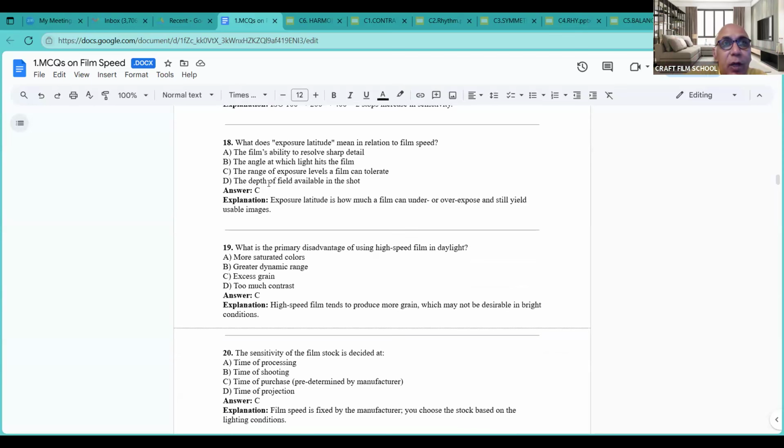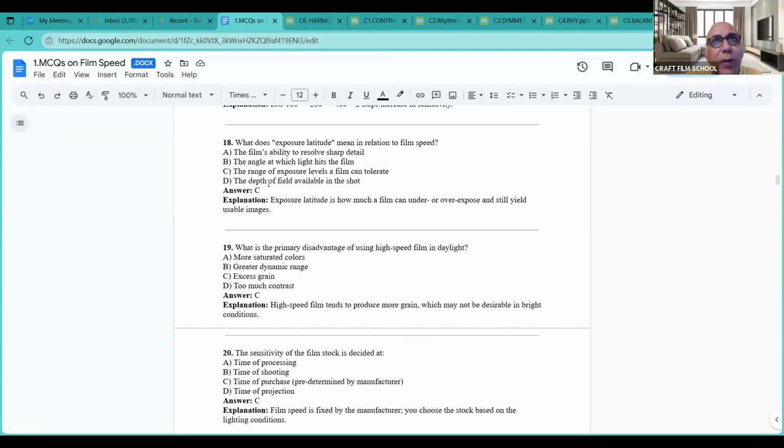Tolerate means, suppose I shoot 5 stops overexposed. Will I see the detail in the photograph? If I still see the detail, it means it has this much latitude. If I shoot 6 stops or 7 stops overexposed, will I still be able to see some detail? So it is the range, towards the overexposure side as well as the underexposure side, in which you will still be able to get the details. Today most cameras play around this.